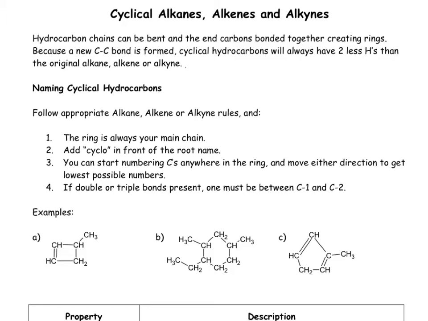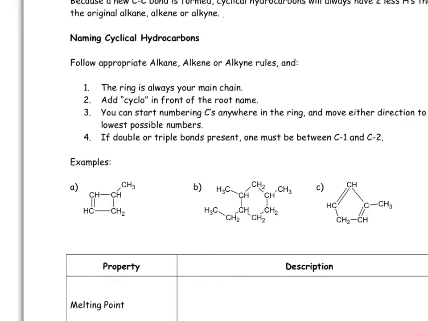When you're doing position numbers, you can start numbering C's anywhere in the ring and either move clockwise or counterclockwise to get the lowest possible numbers. If there is a double or a triple bond present, one of them has to be between C1 and C2, so that restricts which way you count. Here are some examples.